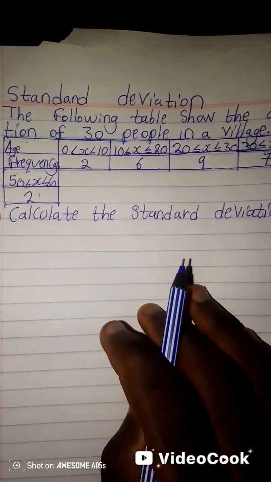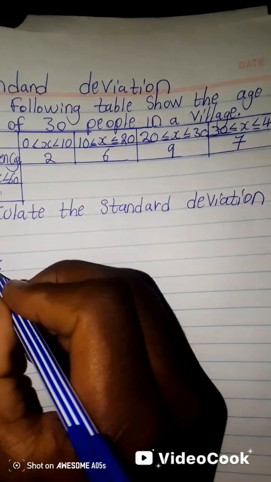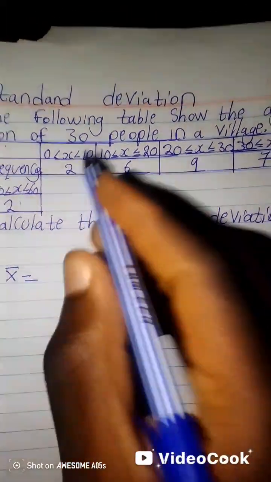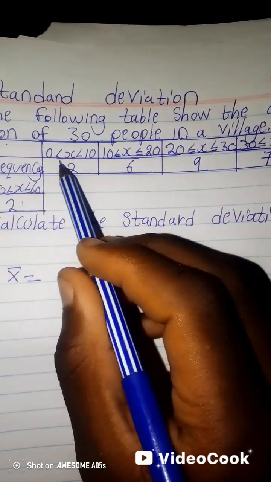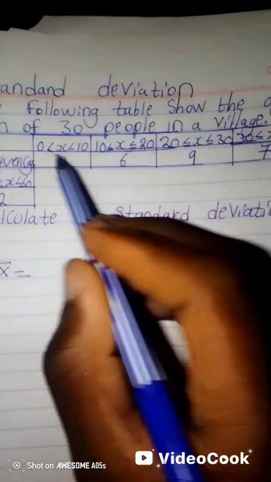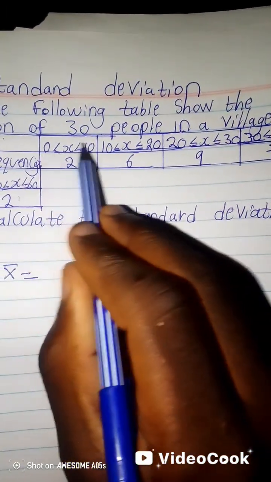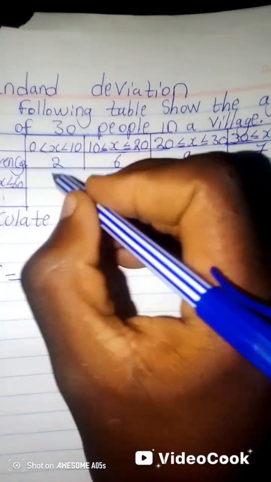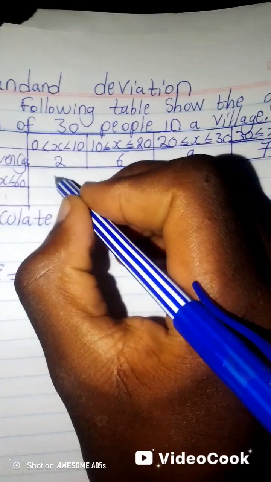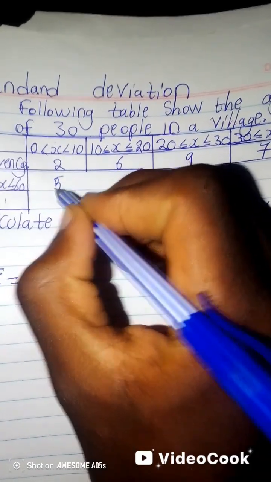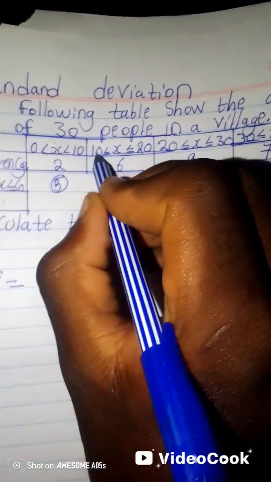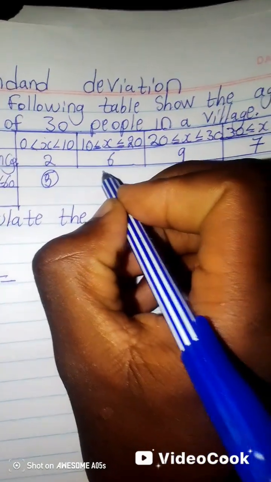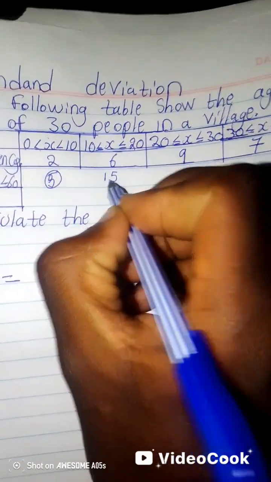So firstly you need to find the mean. This symbol represents the mean. First we are going to find the midpoint. To find the midpoint we add 0 plus 10 divided by 2. So the midpoint here is 5. Here we add 10 plus 20 divided by 2. We are getting 15.